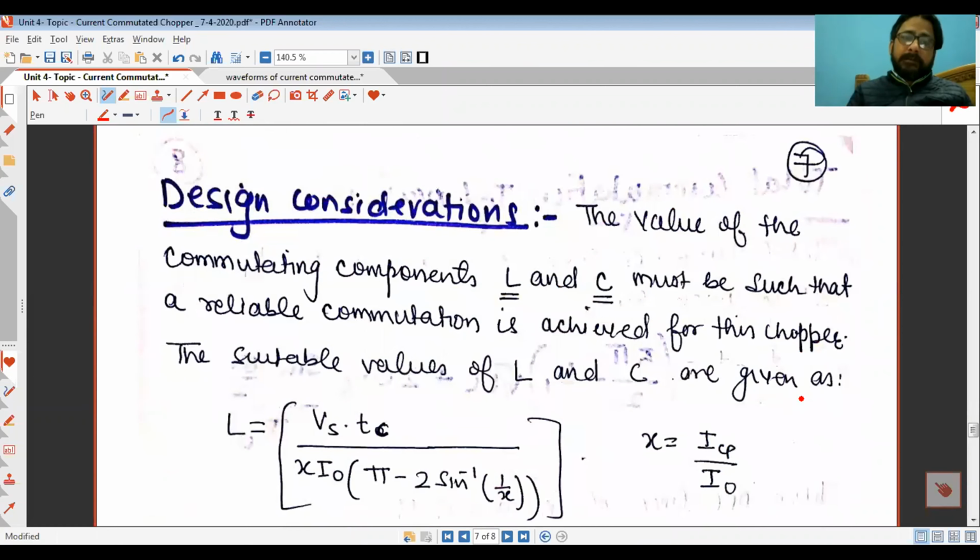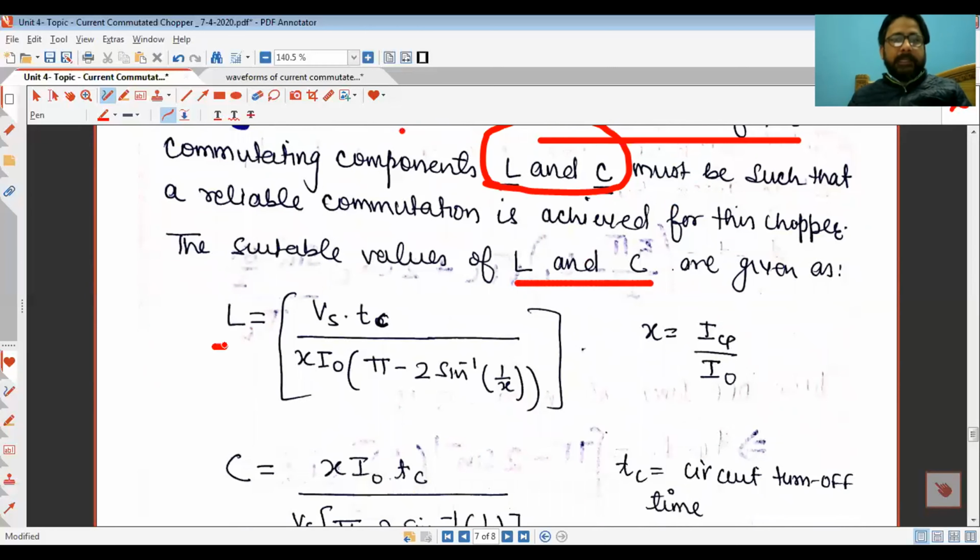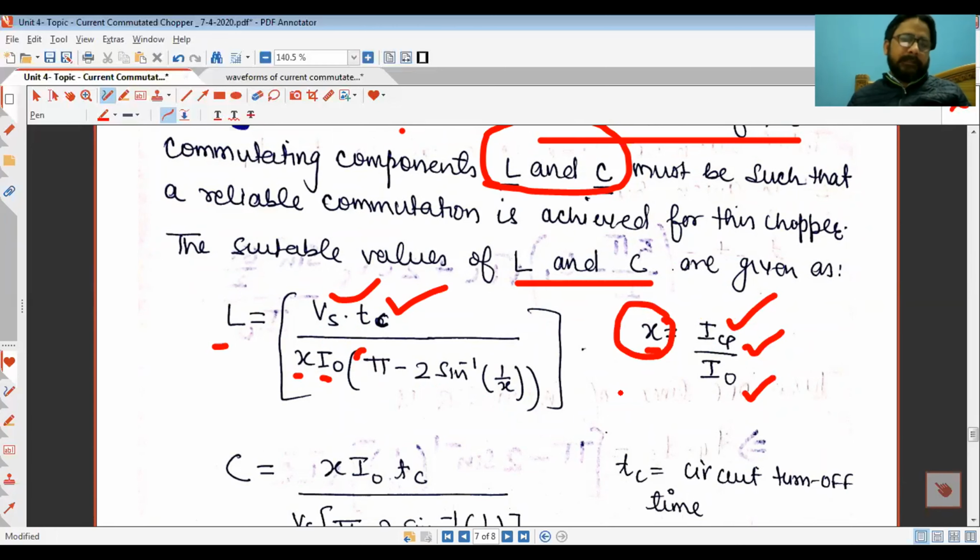Now, design consideration. Because the whole commutation process depends upon the values of L and C, the values of L and C should be such that we achieve reliable commutation of the circuitry, right? So to have reliable commutation, the value of L should be equal to Vs into Tc divided by X I naught bracket pi minus 2 sine inverse 1 by X bracket close, where X is the ratio of the peak charging current to the constant load current. So X is basically a constant factor, right?